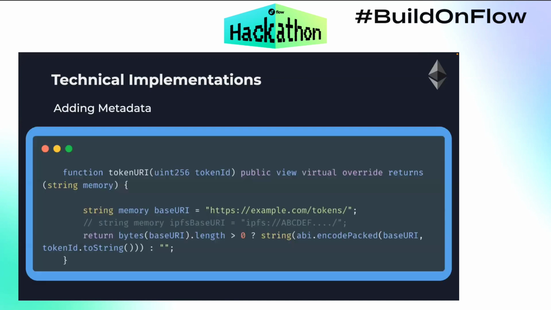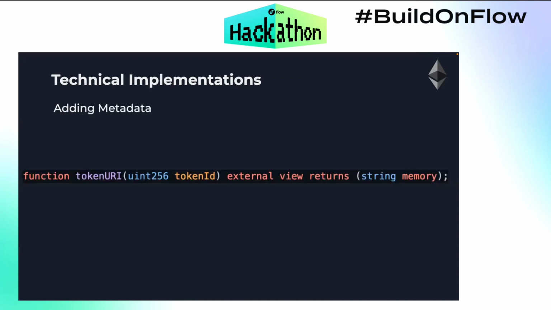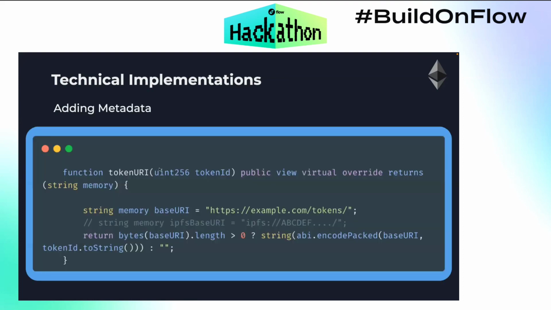Now, this string could be a link. It could be a link outside, like an off-chain link to IPFS or to an API that you run, or it could be like an entire image as well by representing it in SVG format or base64 encoding, whatever. So, for example, this function implementation could look something like this, where you have a base URI, which is example.com/tokens, and then you just attach the token ID at the end.